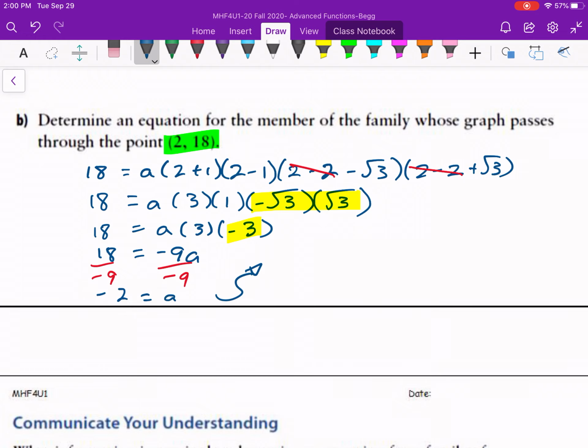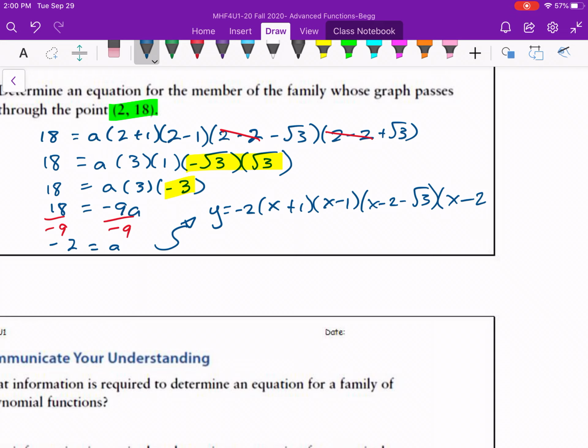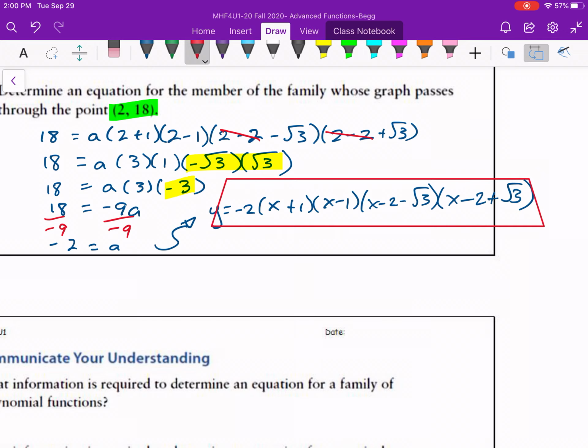And then the whole equation ends up being y equals negative 2, and then go back to having x's in the equation. That would be the equation for one specific member. In fact, it's the one that goes through the point (2, 18).